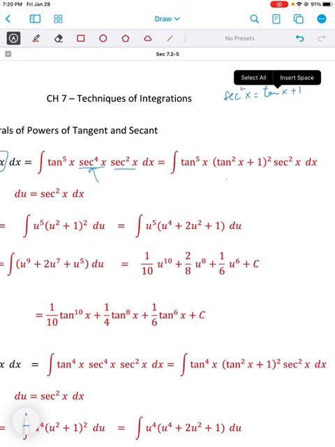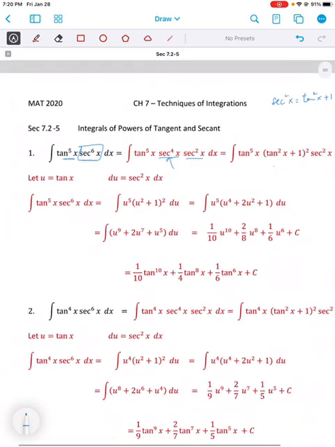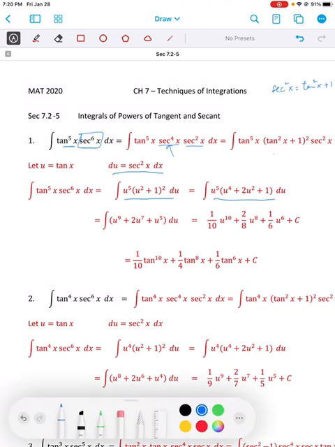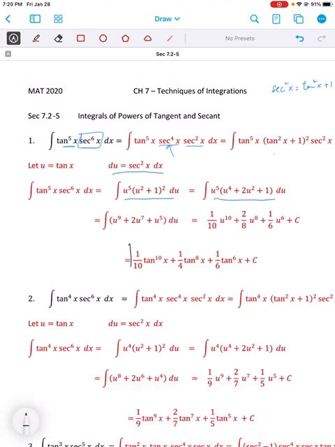And why do we do this? Because we remember that the derivative of tangent is secant square. So now we can use the substitution. Let u equal tangent x, then du will be equal to secant square x dx. So substitute, and it just becomes simple powers of u, and then we integrate, and then we go back and replace our u by tangent x, and then the final answer I have here.